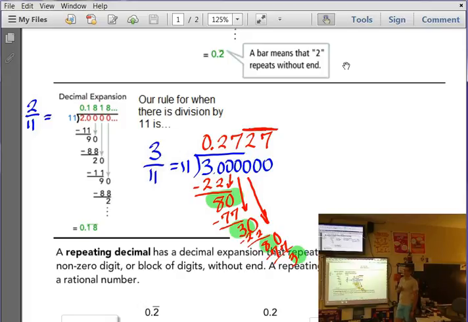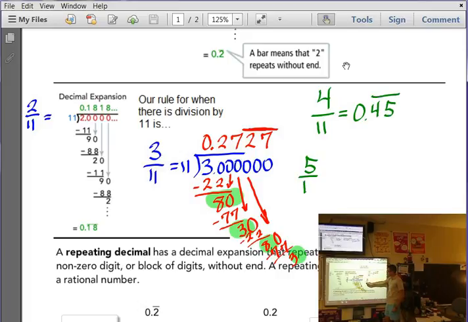So if I relate, 2 11ths gave me 18 repeating. 3 11ths gave me 27 repeating. I'm going to see if anybody can figure this out. 4 11ths would be 36 repeating. 5 11ths would be 45 repeating.